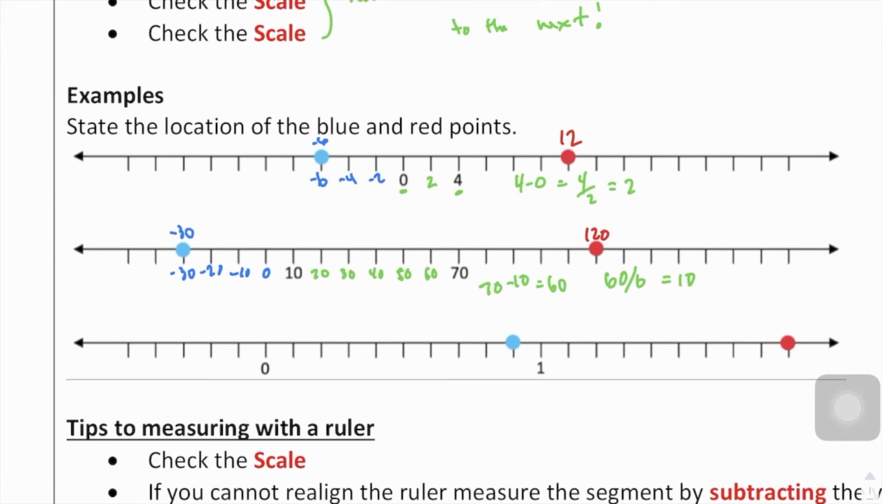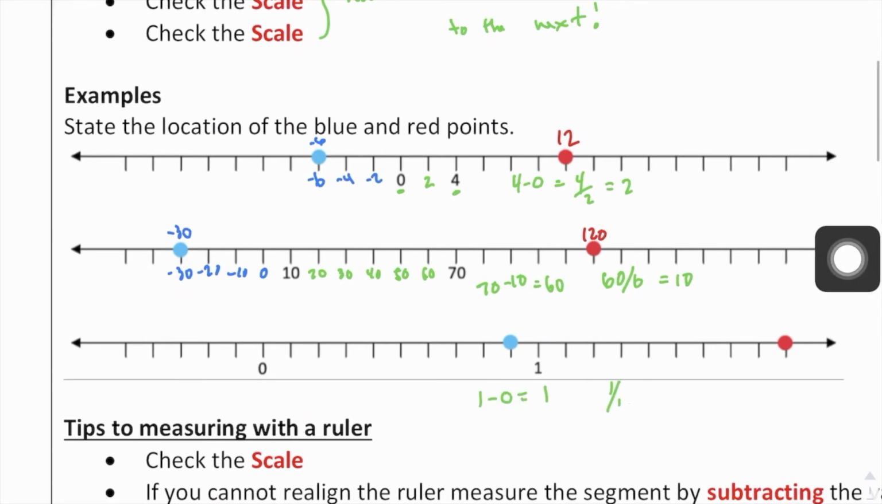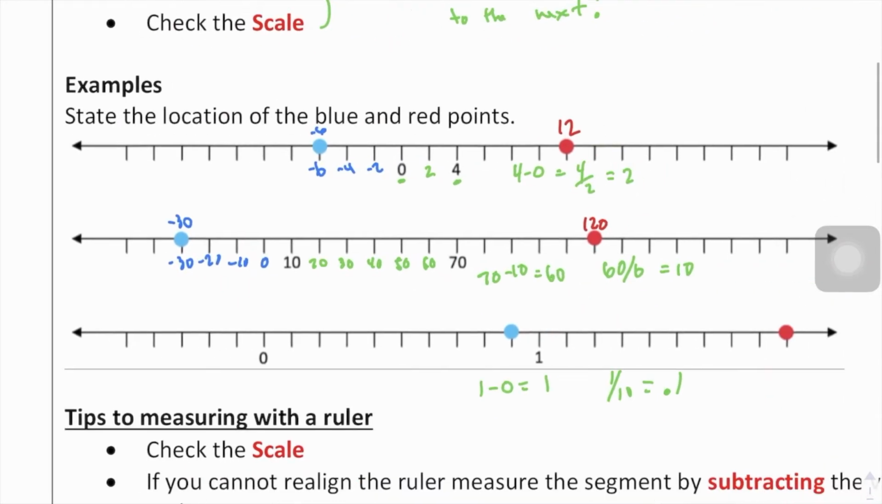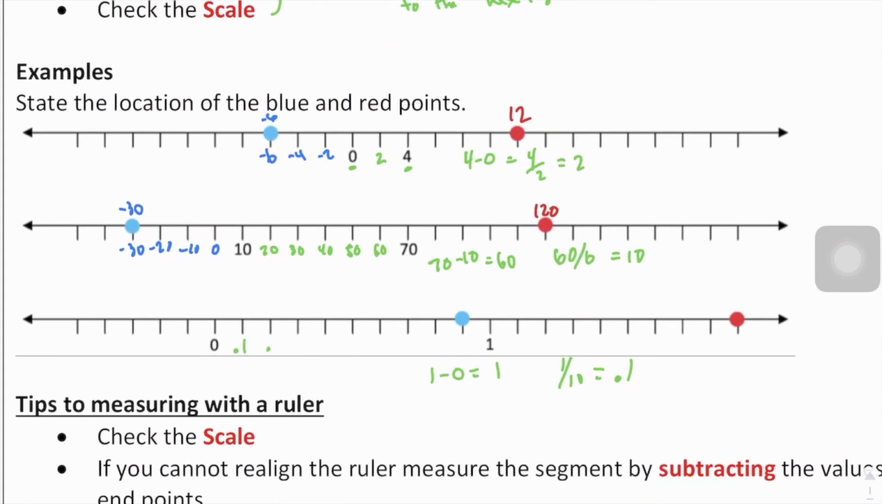Next one, we have a 0 to a 1. So 1 subtract 0 gets me 1. And I have a total of 1, 2, 3, 4, 5, 6, 7, 8, 9, 10 tick marks. So 1 divided by 10 means it's 1/10. If it helps, you can change it to a decimal, that's 0.1. So I'm going to add a tenth every time: 0.1, 0.2, 0.3, 0.4, 0.5, 0.6, 0.7, 0.8, 0.9. So it turns out this is 0.9.